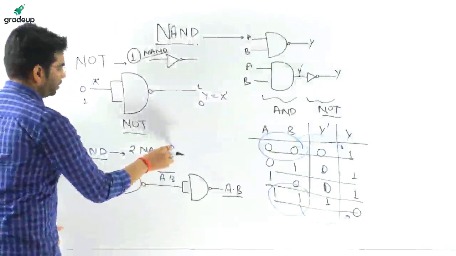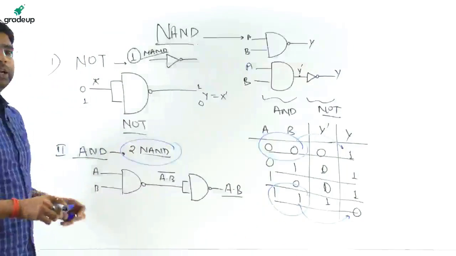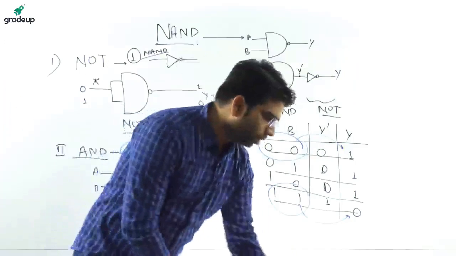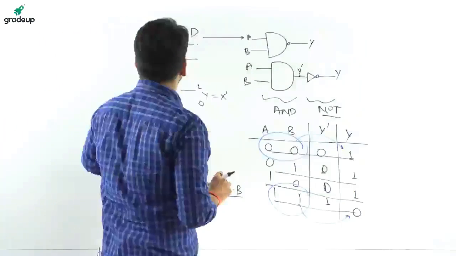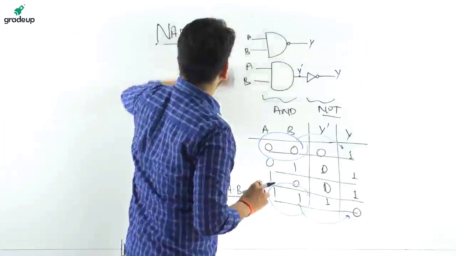This itself is a question. How many NAND gates are required for implementing the logic AND NOT? And now we will just see how to implement the OR operation from it.